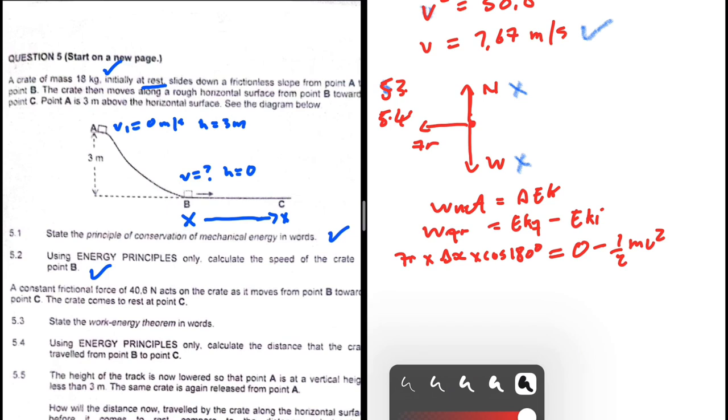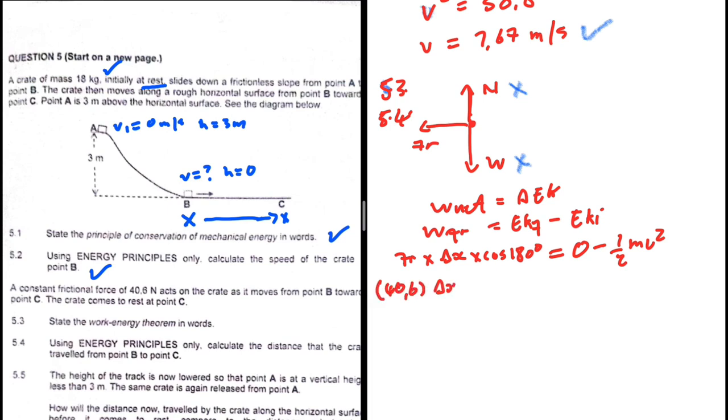So Fr is 40.6. Delta x is what we're interested in. Cos of 180 is minus 1. This is equal to 0 minus a half. The mass is 18 kg, and the velocity there at point B is 7.67, and we square that. So we're going to have minus 40.6 delta x, and that is equal to minus a half.